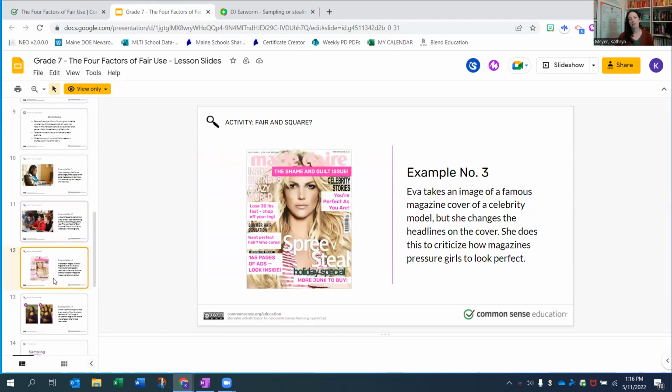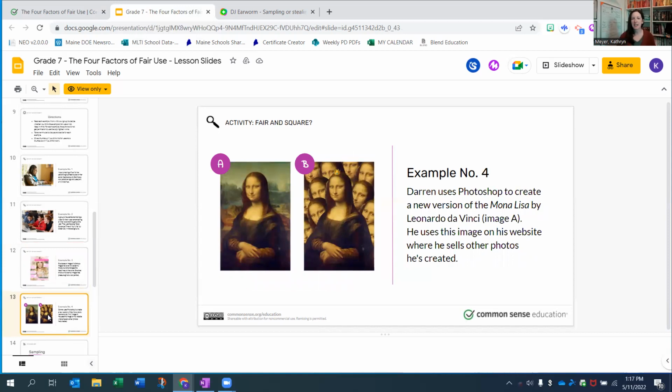Eva takes an image of a famous magazine cover of a celebrity model, but she changes the headlines on the cover. She does this to criticize how magazines pressure girls to look perfect. And these are examples, of course, you would have built up to in your lesson through discussions. Students would probably recognize this one in particular because one of the pieces of the script goes into this kind of idea. So again, 1 minute to discuss. And then they've got their final example.